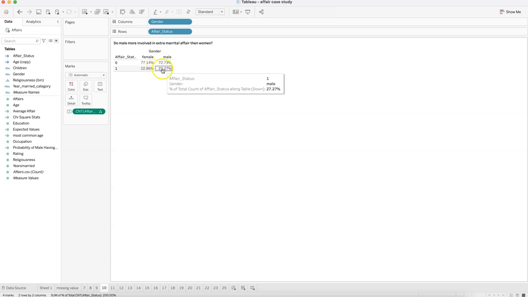So that indicates that 27.27% males were engaged into extramarital affair compared to 22.86% females. So definitely males were more involved into the extramarital affair.